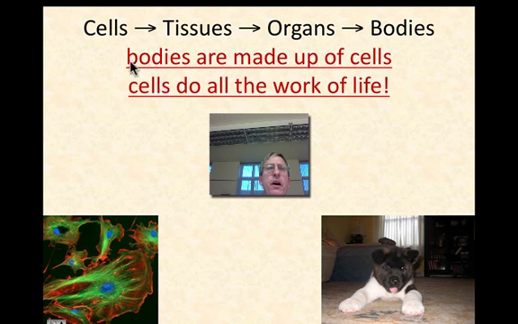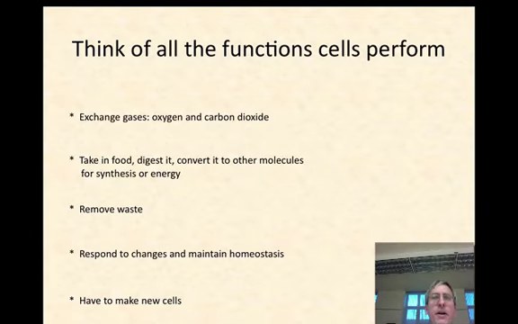You might remember this little hierarchy. Cells become tissues, tissues of different types become organs, and organs form organ systems and ultimately bodies. This cell down here has been dyed with some fluorescent dye to make some structures appear more prominently, but a whole lot of different cells will become the tissues and organs that make up something cute like this Akita puppy over here, which is now a great big dog.